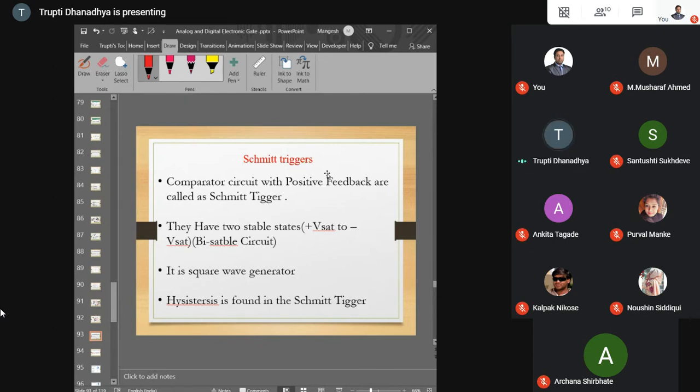Whenever we require zero as an output, at that time we can use the ZCD.